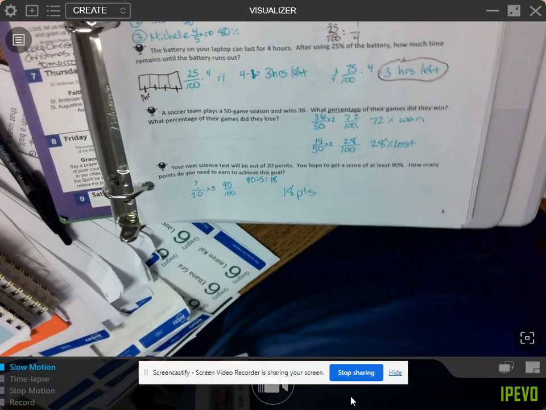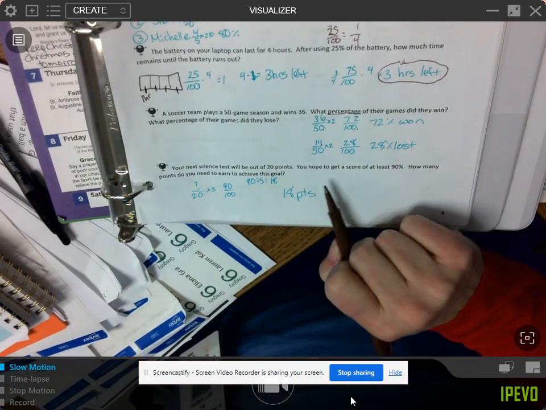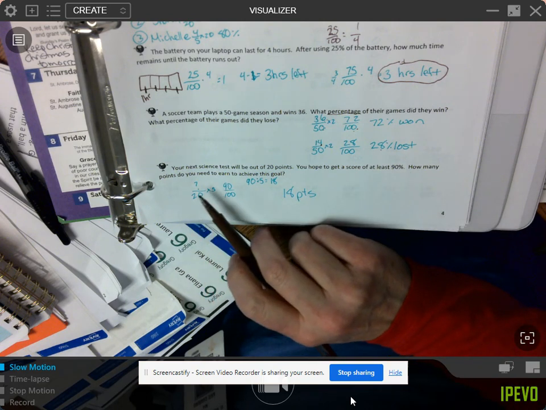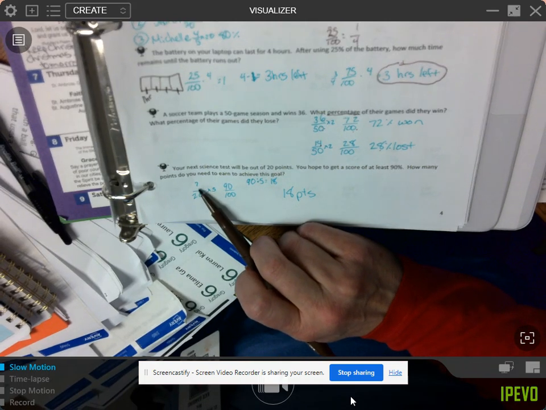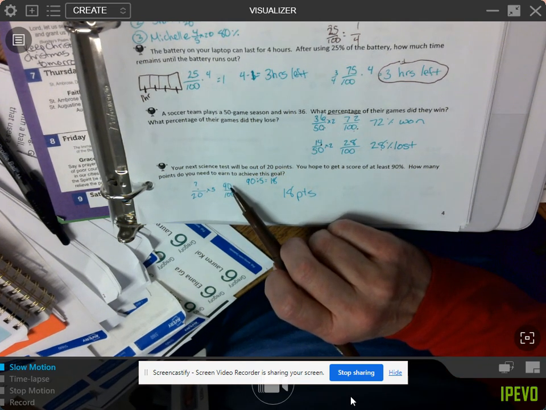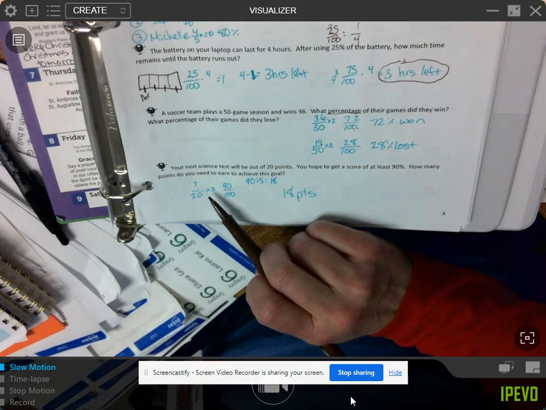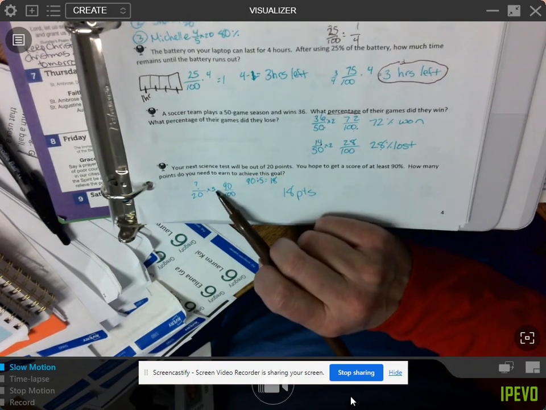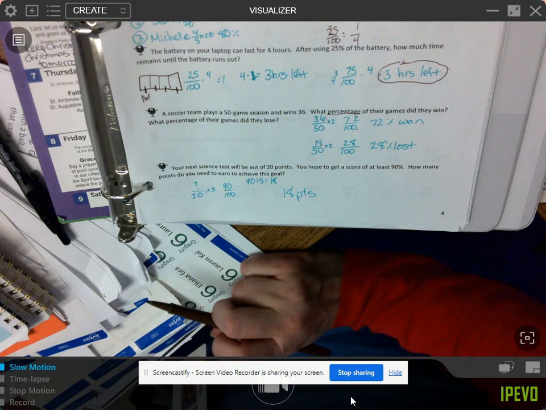And our bottom one. Your next science test will be out of 20 points. You hope to get a score of at least 90%. How many points do you need to earn to achieve this goal? So we don't know how many points out of 20 we need to earn, but we know we want it to be 90%, so 90 over 100. So then we look, 20 times what gets us to 100? Well, that's 20 times 5. So what times 5 gets us to 90?